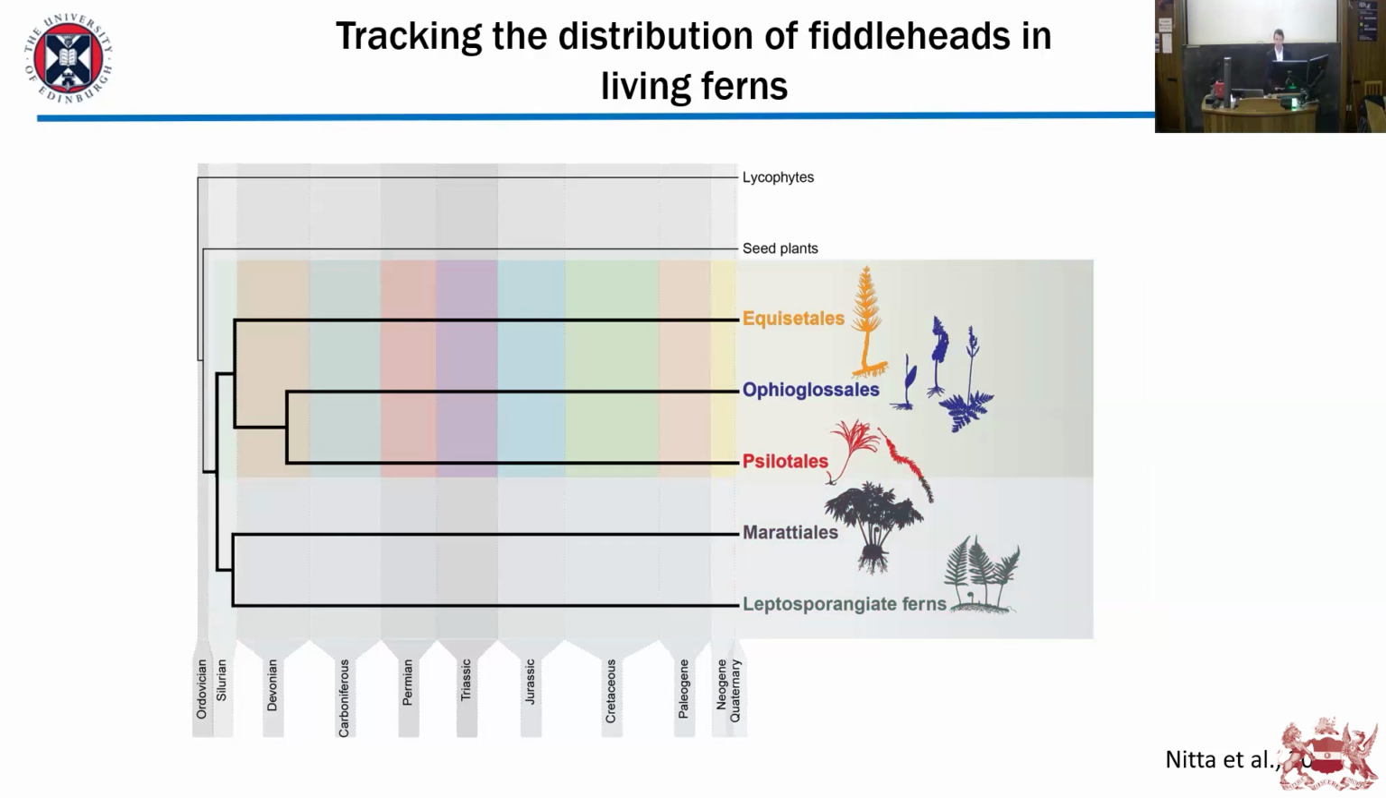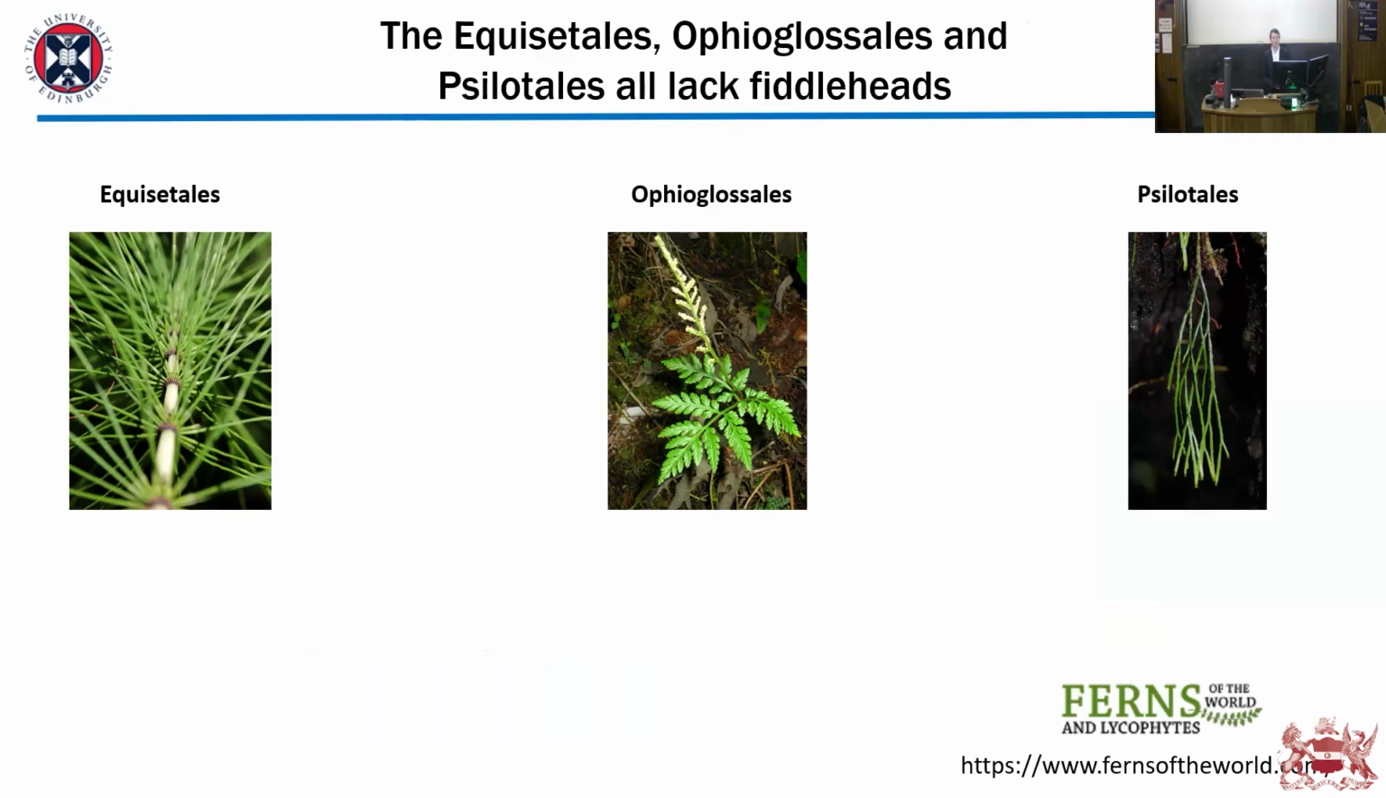So here are some nice pictures from the brilliant Ferns and Lycophytes of the World project. The Equisetales are more commonly known as the horsetails. Ophioglossales you might know as the adder's-tongue ferns, and the Psilotales, they're a very unusual fern, often called the whisk ferns. Okay, these are these 3 very distinct groups of ferns, but what's distinct about all of them is that none of them seem to have any evidence of fiddleheads.